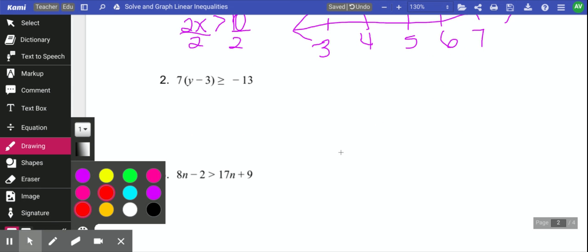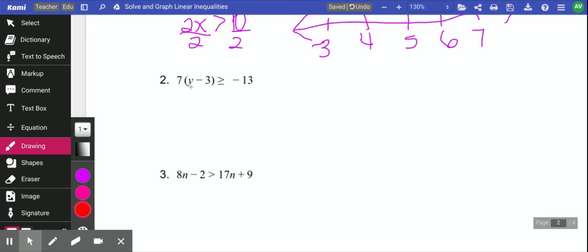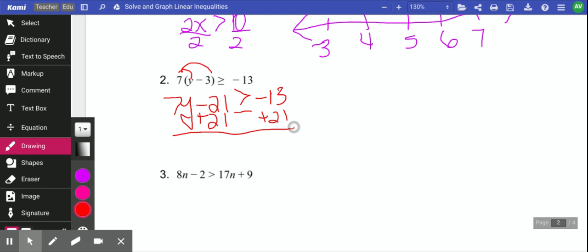Okay, in this problem, I have 7 times the quantity y minus 3 is greater than or equal to negative 13. So I'm going to distribute this 7 first. 7y minus 21 is greater than or equal to negative 13. Then I add 21 to both sides and get 7y is greater than or equal to, so let's see, 21 plus negative 13.